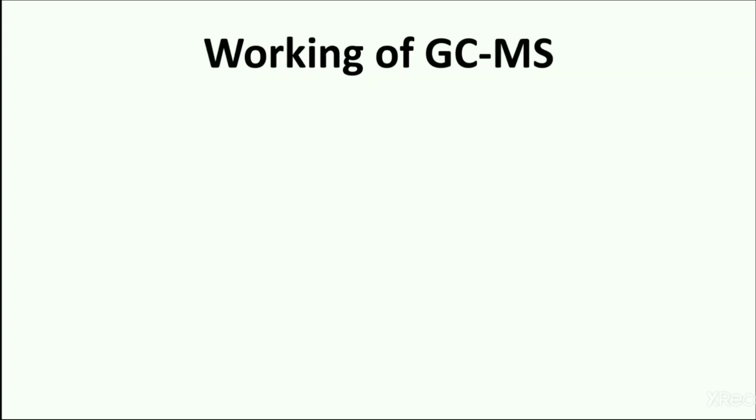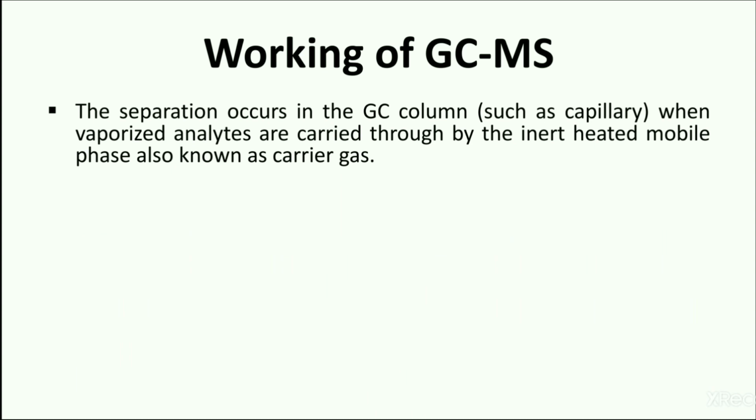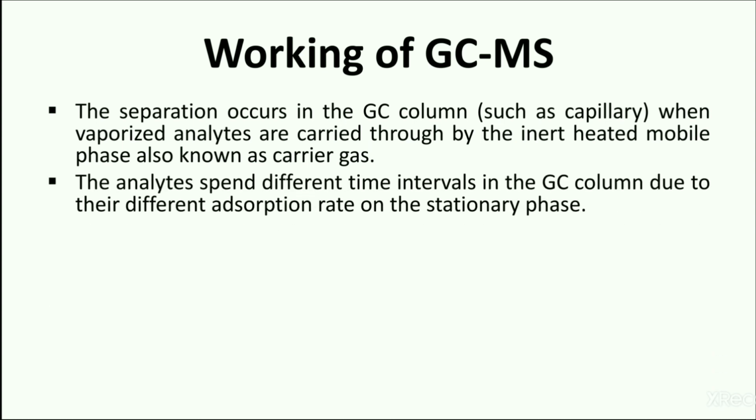Working of GCMS. First of all, the sample is introduced in the GC instrument through the inlet point and converted into the gaseous phase. Furthermore, molecules of the vaporized sample are carried to the chromatographic column by the carrier gas such as helium. Now in the column, analytes show different retention time intervals due to their partition between stationary phase and mobile phase or different adsorption rates on the stationary phase.